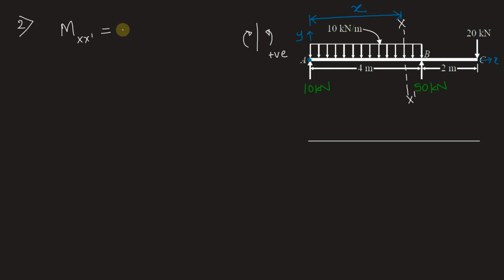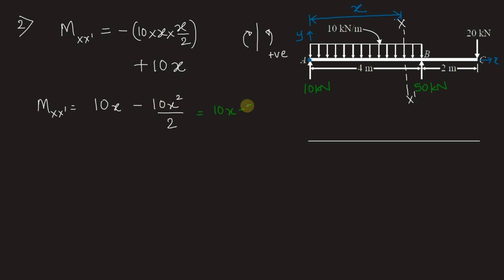Writing the moment equation, we will have anti-clockwise negative on the left side. So minus of 10 is the intensity, but the expanse of this UDL is only x now. It is not 4, but it is x. So 10 into x into CG of this load spread for x distance will be x by 2. So it is minus 10 into x by 2. 10 kilonewton generates a clockwise moment on left side of the section. So this is positive. That is why we write this as plus 10 into distance x. So Mxx dash comes out to be 10x minus 10x square by 2, which is 10x minus 5x square.